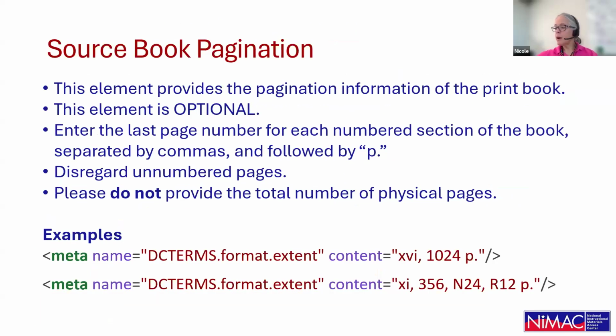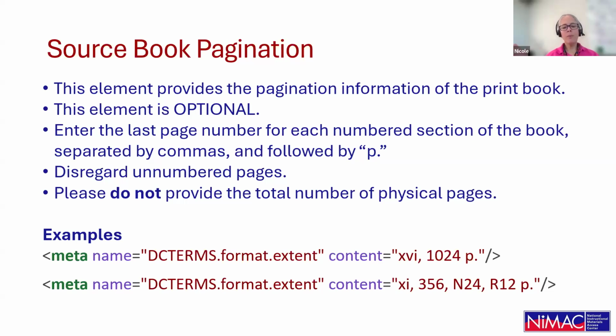So next, we're going to talk about sourcebook pagination. This is an optional field. You do not have to supply it. If you choose to supply it, we do ask that you follow the format that each last numbered page for each section is included, separated by commas, and then followed by a P with a period. And you can just disregard unnumbered pages.